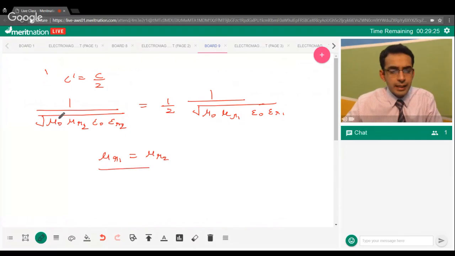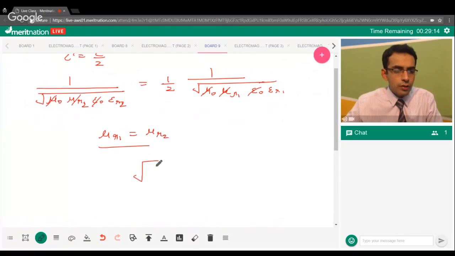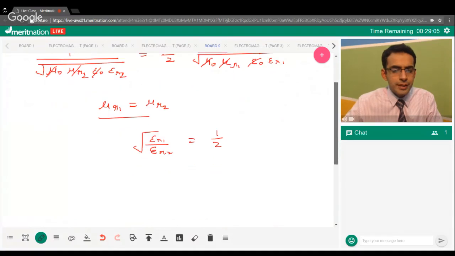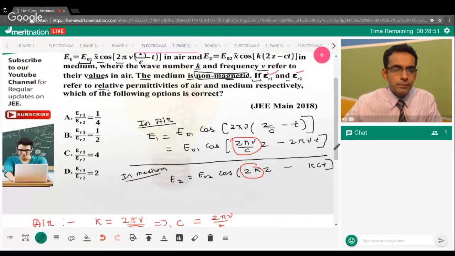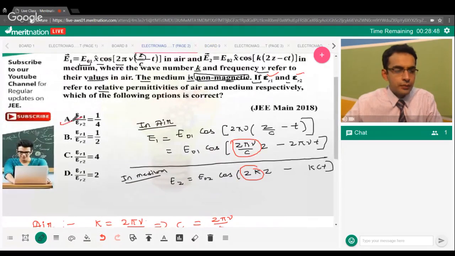So we can cancel out some things. Mu naught can be cancelled out. Epsilon naught can be cancelled out. Mu r1 and mu r2 can be cancelled out easily. So what do we get? Under root of epsilon r1 by epsilon r2 is equal to 1 by 2. If you square both sides, you get epsilon r1 by epsilon r2 is equal to 1 by 4. This is the answer for the first question. That means A is the correct option. I hope all of you are able to understand that.